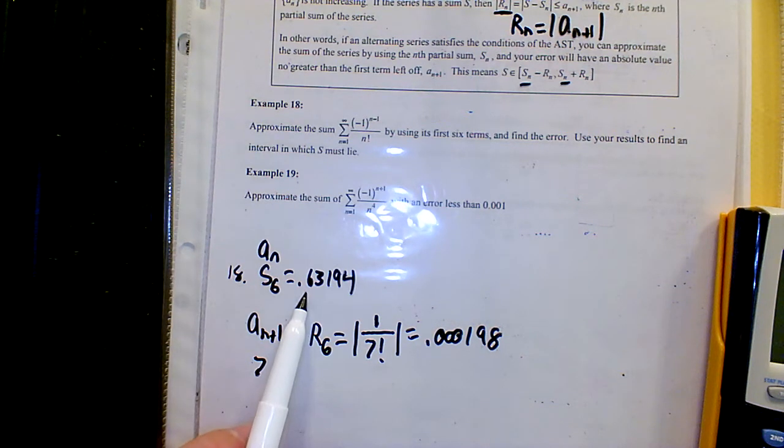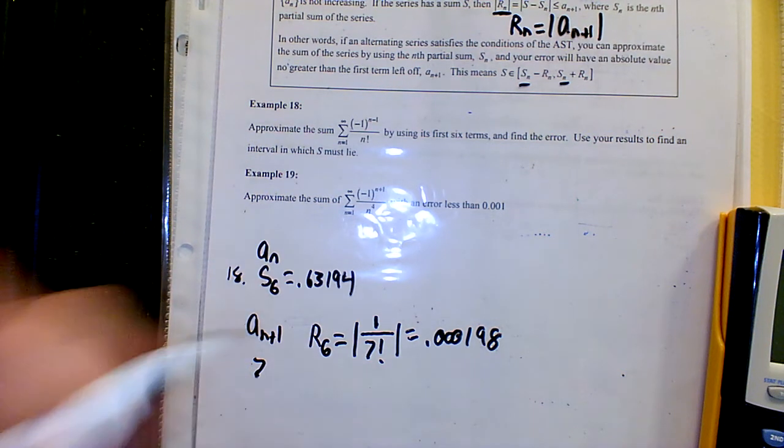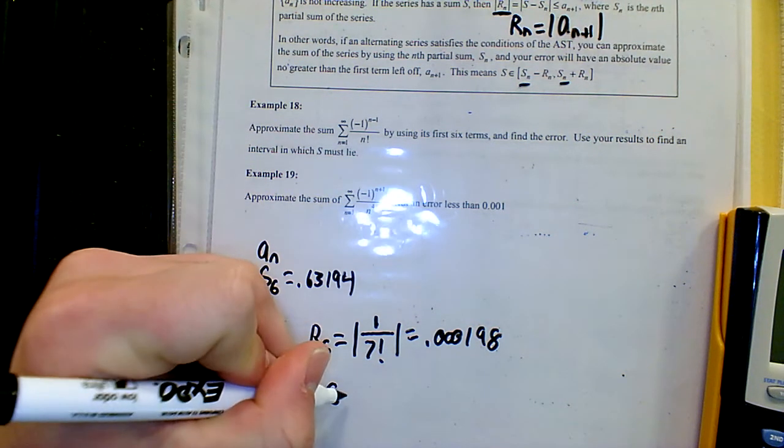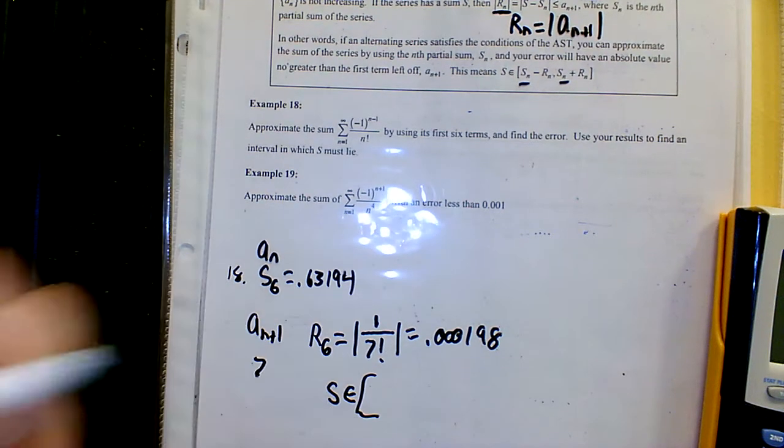So we know our sum of 6 terms is this. We know the value of our 7th term is this. So how are we actually going to find our error bounds? Our summation is going to be within what bounds?